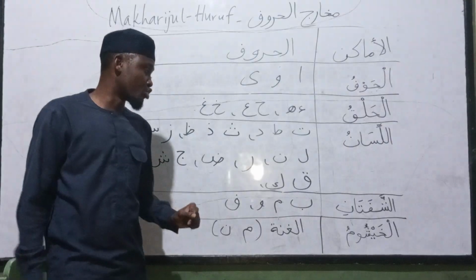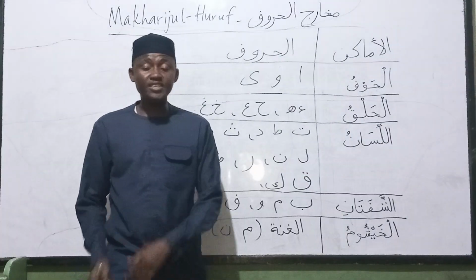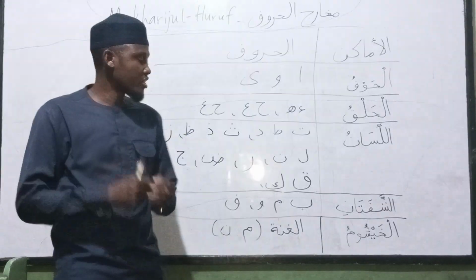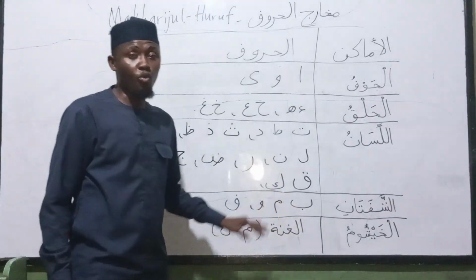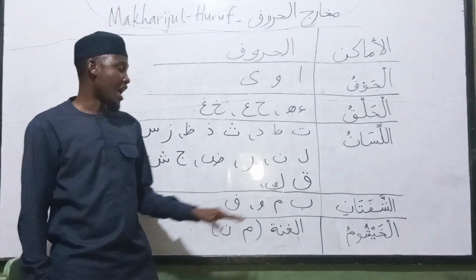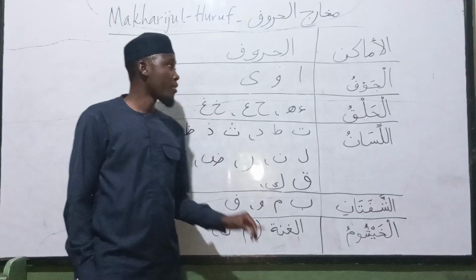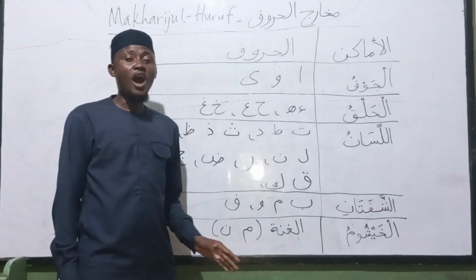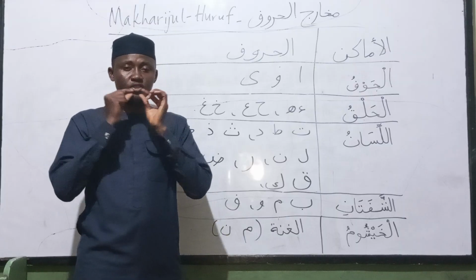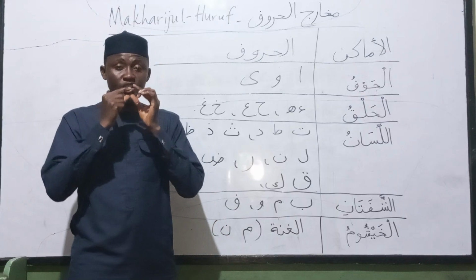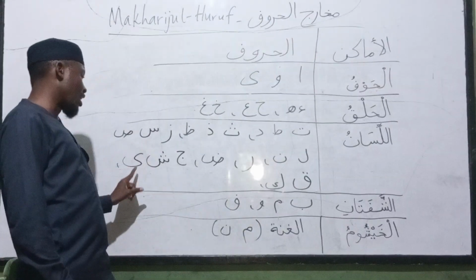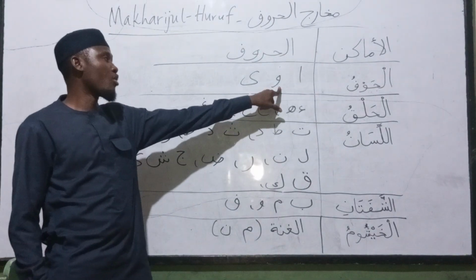Now let's go to the next group, which is the shafatan, that is the two lips. Letters that we articulate with the two lips: ba, mim, and waw. Ow. That is the shape of the lip. The two lips is what will bring out that wow.